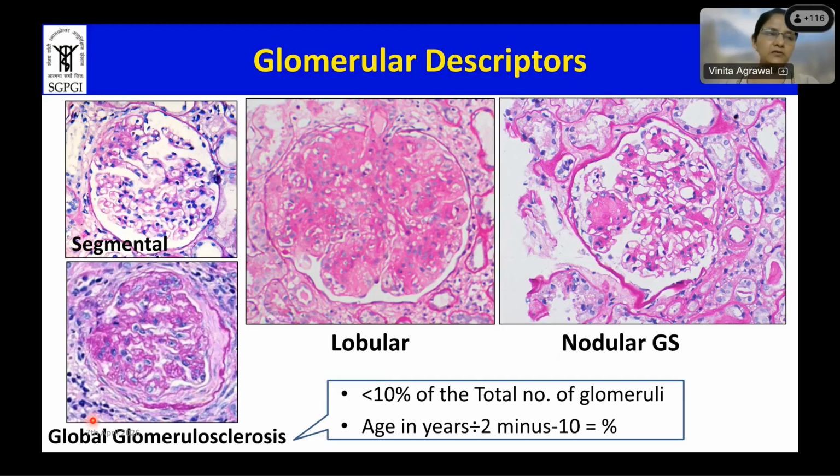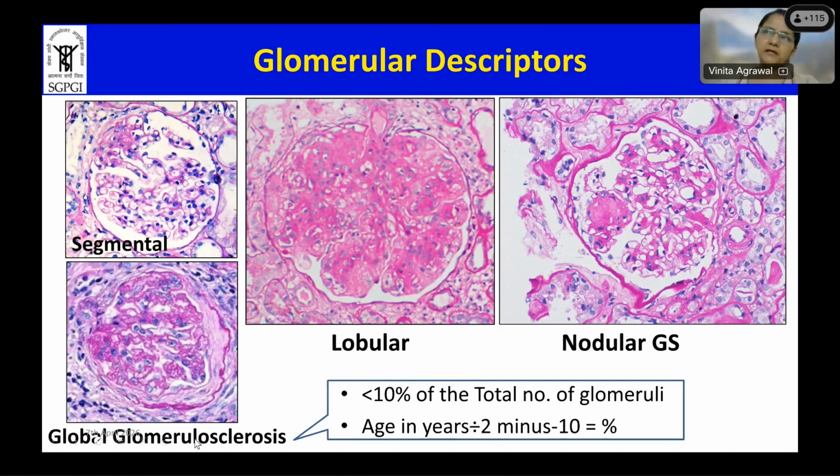Similarly, a term that we use is global glomerulosclerosis. Basically, glomerulosclerosis means the glomerulus has sclerosed and is not able to filter anymore. So generally, there is wrinkling of the glomerular basement membrane and there is collagenization of the Bowman's space, also known as the urinary space, and that is known as glomerulosclerosis.